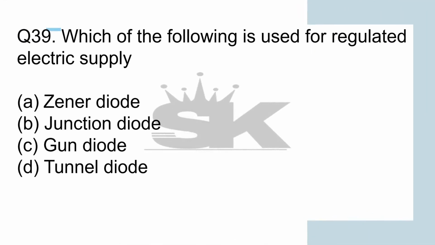Which of the following is used for regulated electric supply? Answer is Zener diode. Zener diodes are widely used as voltage references and shunt regulators to regulate the voltage across small circuits. Because of the low impedance of a diode when operated like this, a resistor is used to limit current through the circuit.